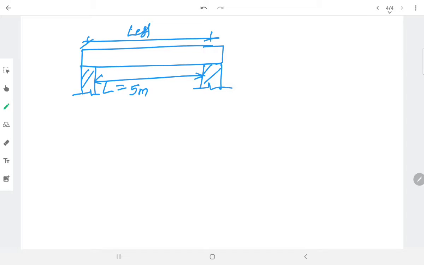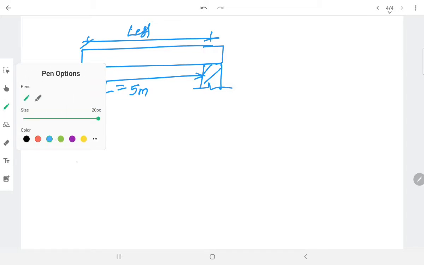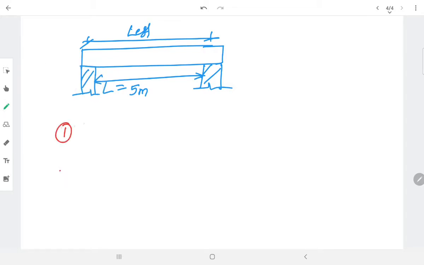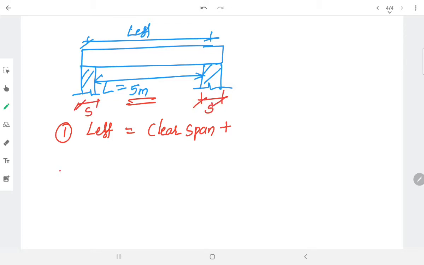Okay, mainly L effective is calculated based on two criteria. First one: L effective is equal to clear span plus half of the width of the support. I'll take the support width as S, so it is S by 2 plus S by 2.